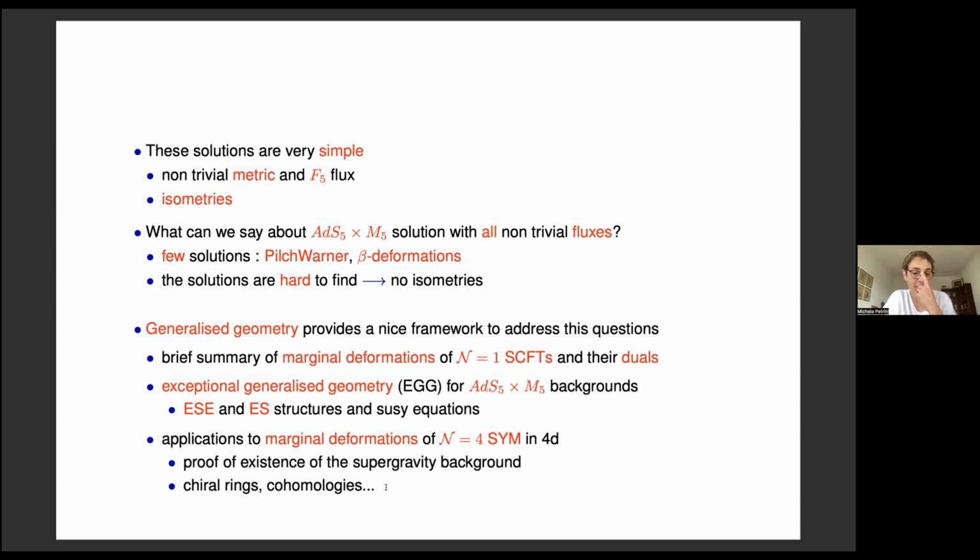We will see that even if our original hopes to find the explicit solutions dual to these deformed CFTs failed, and we couldn't find the full solution, we can at least prove that such a solution exists. And we can also find some sort of intermediate solution, which we will see is enough to compute the correlators and the index and so on of these deformed CFTs.